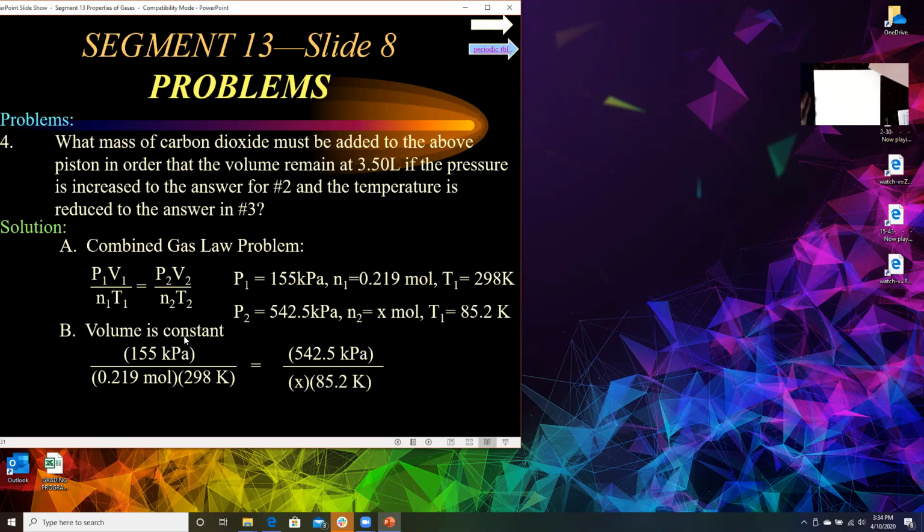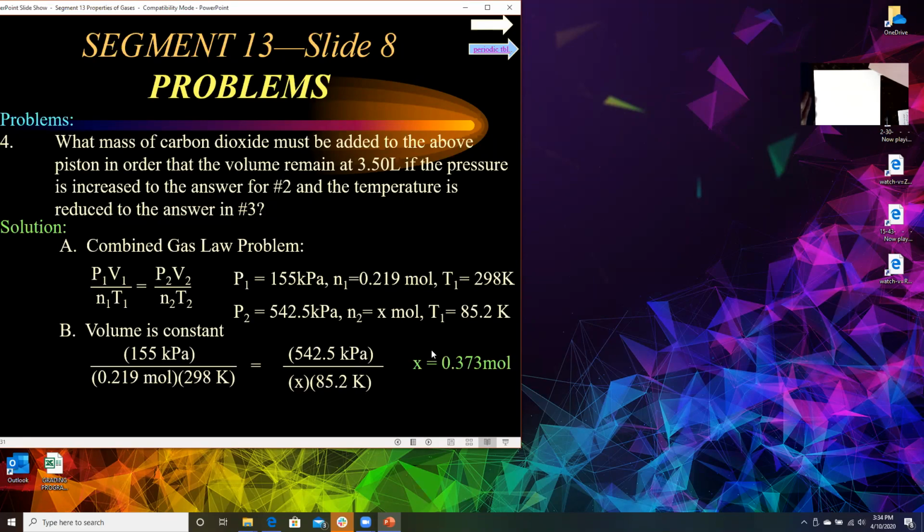Now, be sure your units are in agreement. This is kilopascals over here. This has to be kilopascals. This is moles over here, so my X has to be in moles, and the temperature is going to be in kelvins as it is on both sides.